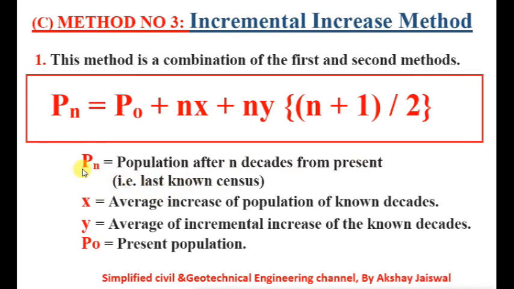Pn means the year in which we are going to find out the population. The next notation is x. X is the average increase of population of known decades. Next notation is y. Y is the average of incremental increase of the known decades. And the last notation is P0, that is the present population, meaning the last known population which is available from census data.